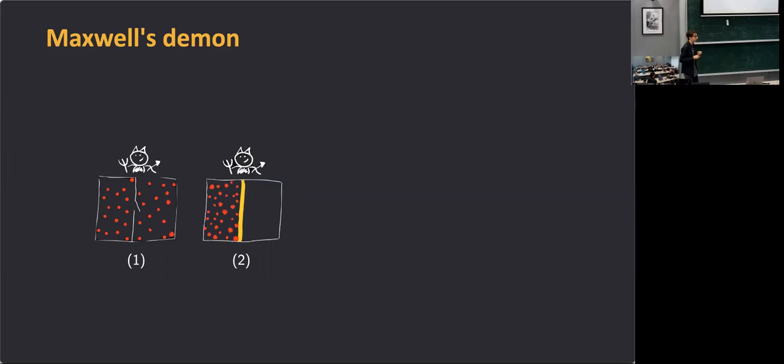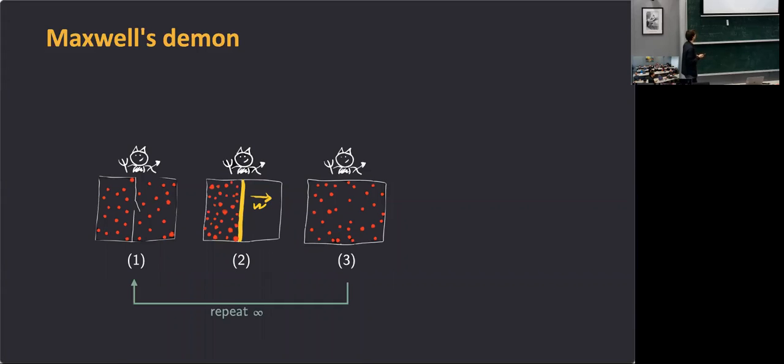Now the demon can use this void to install a piston in the middle and extract some work by doing an expansion of the gas, a controlled expansion. So he extracts some work, and then he removes the wall, and we're back at the state that we were at in step one. And some work has been extracted. So doing it once, okay, but what happens if you do it an unbounded number of times? Well, you can have free work, unlimited free work, and this is in violation of the second law of thermodynamics because it's a perpetuum mobile of the second kind.